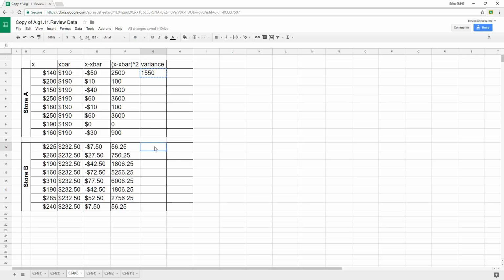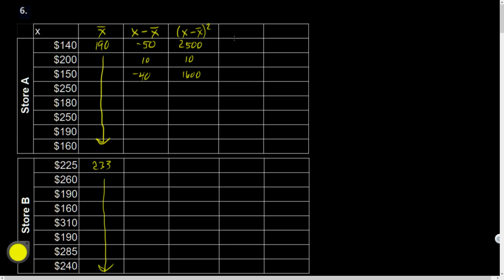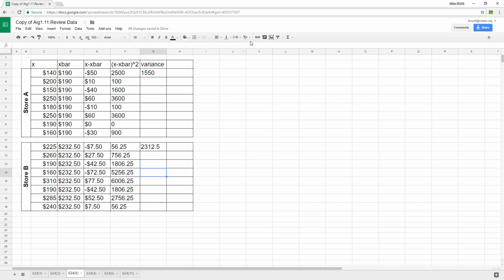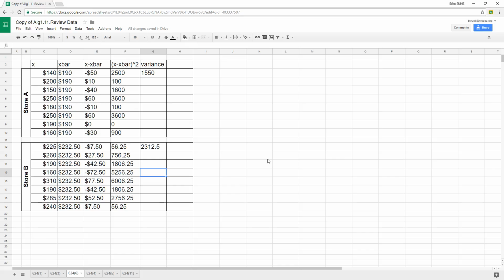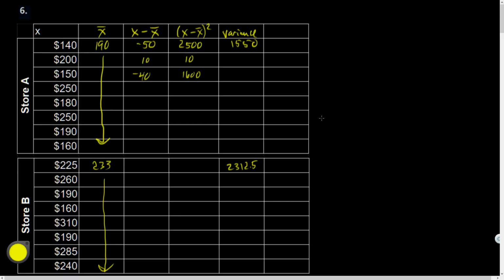If I copy and paste this, let me just make sure it's pulling all of them. Yep, it works out there. So I get the variance for both of those. I'll write that down here. So variance, 1550, is that what they said? Yep, and 2312.5.